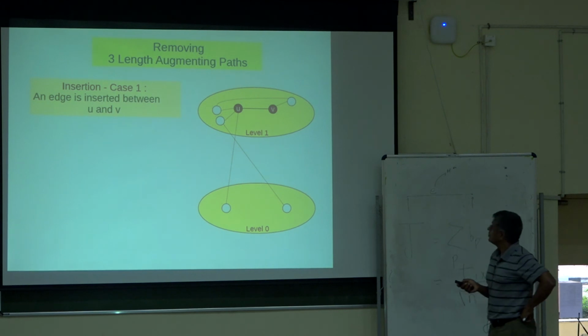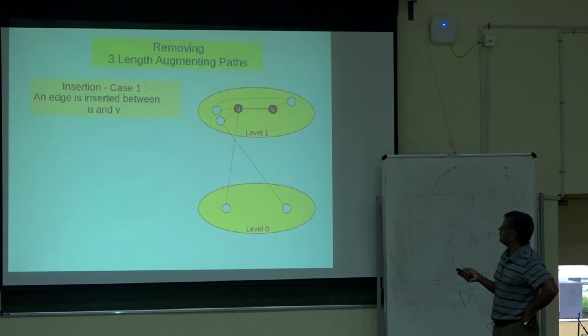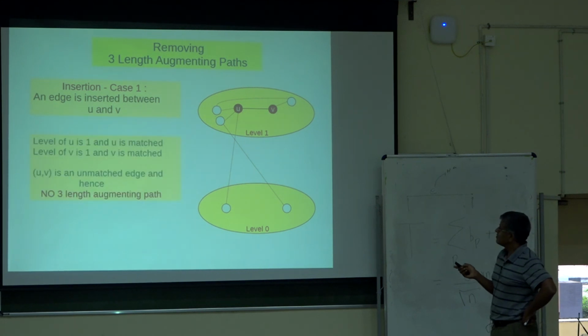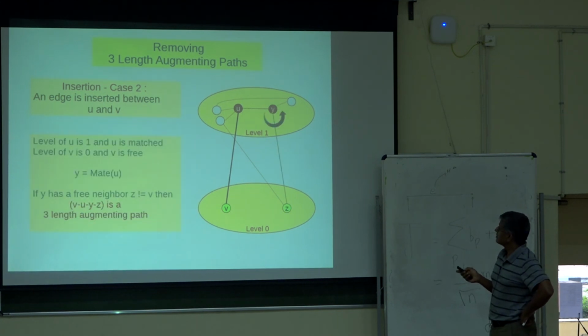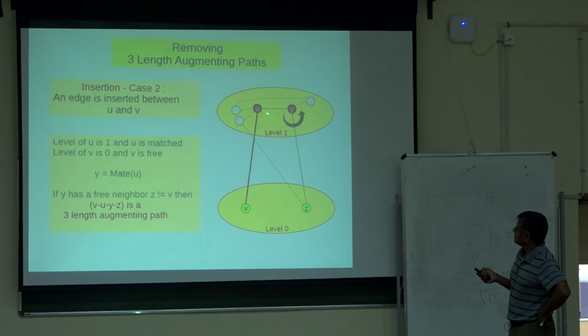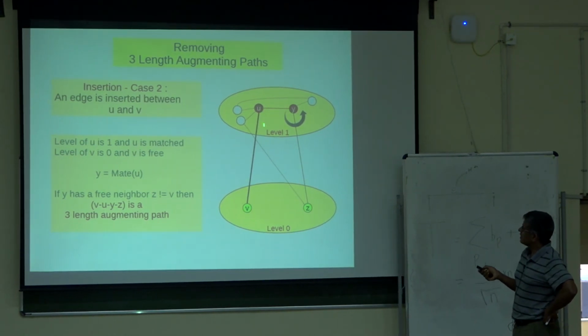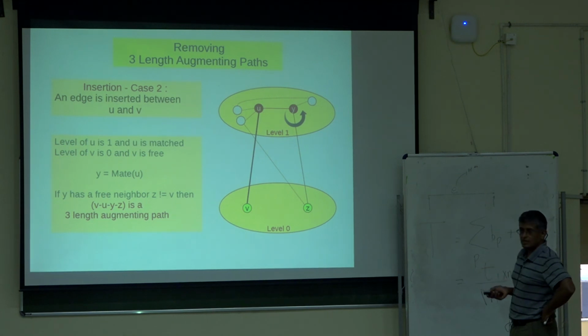Okay, so now an edge UV is in level 1, it is in the matching. Let me just quickly go through this. So this was in the matching, and this edge got inserted at some point of time. And now this edge got inserted at some point of time.